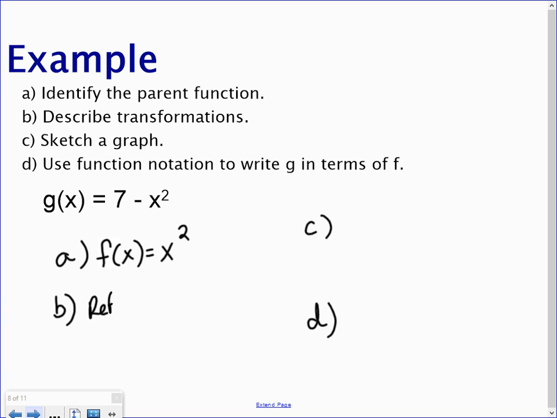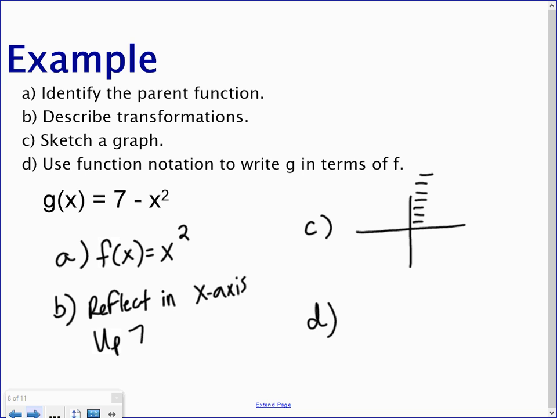Reflect in the y-axis and up 7. Oh, reflect in the x-axis. The negative is in front of the x squared. So that's a reflection in the x-axis. And then it's going to go up 7. You can use those transformations and your knowledge of the parent graph to help graph it. So I would go up 7, and put a point for my vertex at (0, 7). The vertex moved up 7.